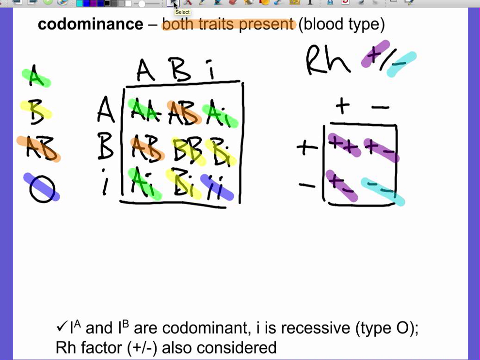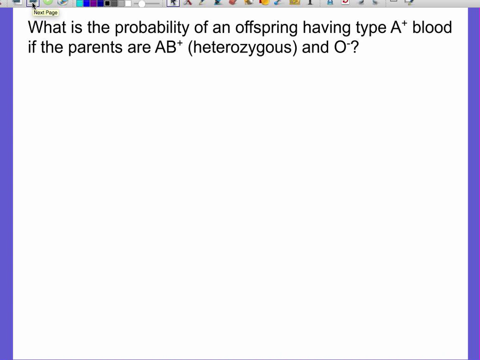We need to be able to apply that. So we're going to do this example here. What is the probability of an offspring having type A positive blood if the parents are AB positive, heterozygous for that trait, and also O negative? So I have to do two Punnett squares to get this answer.